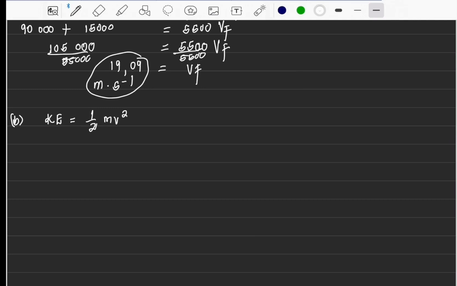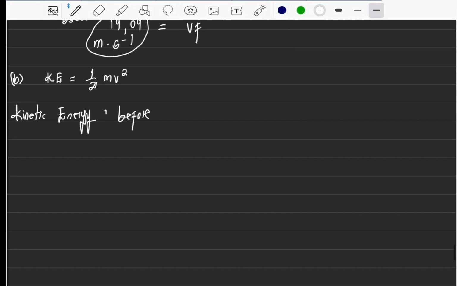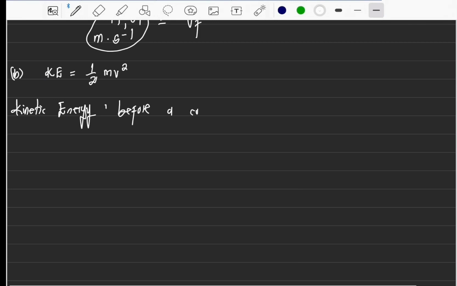So basically what we have to do is specify the kinetic energy before a collision, and say the total kinetic energy is equal to 1 over 2 mv squared plus 1 over 2 mv squared.